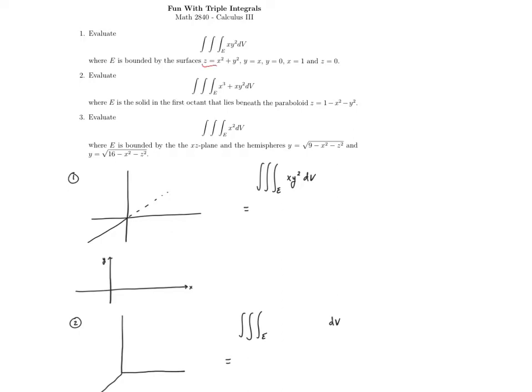Z equals x squared plus y squared is a paraboloid, whereas the following four surfaces are planes. And in fact, the three surfaces y equals x, y equals 0, and x equals 1, we can visualize these, I think, very clearly in the xy plane. And as we will see, those three planes will bound our solid E on the sides, and it will be bounded below by the xy plane, z equals 0, and above by this paraboloid.